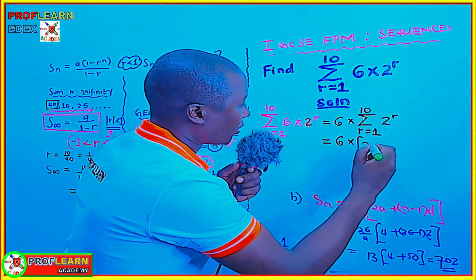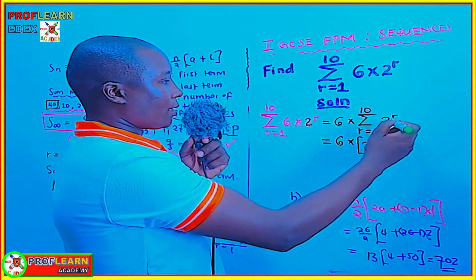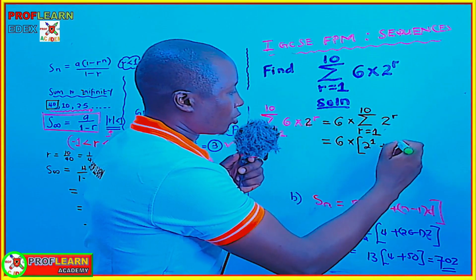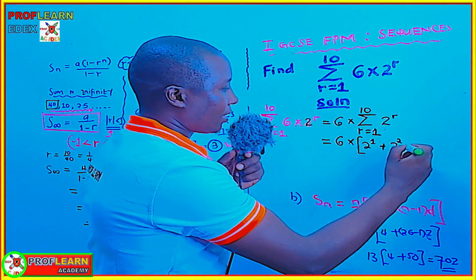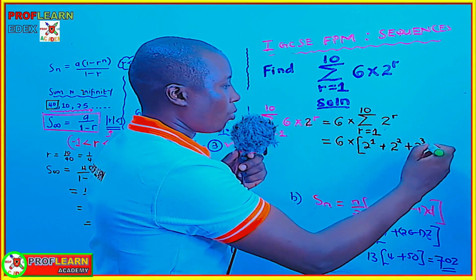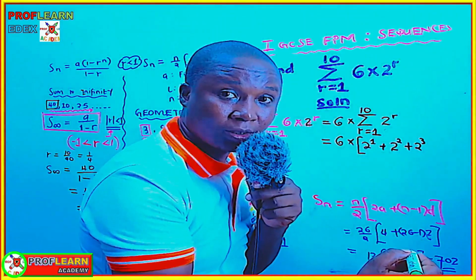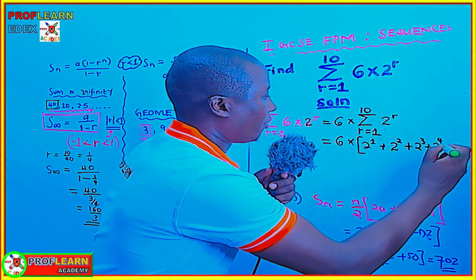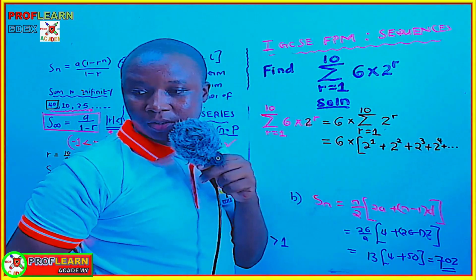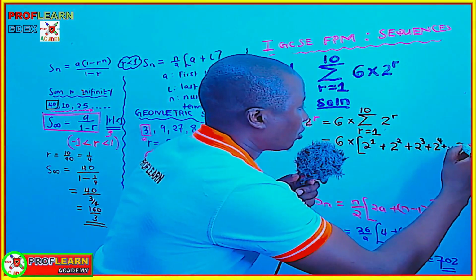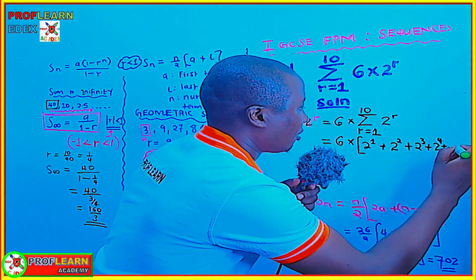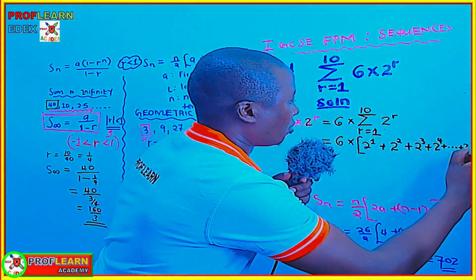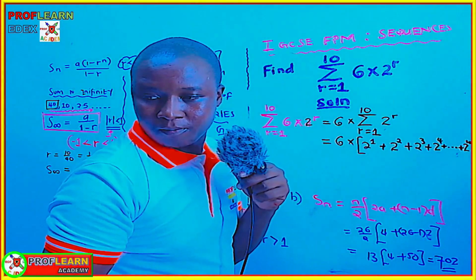It means 2 raised to power 1. When r is 1, this becomes 2 power 1, then plus. When r is 2, we can say 2 raised to power 2. When r is 3, we're going to say 2 raised to power 3. When r is 4, we're going to say 2 raised to power 4. So plus, this series will continue like that until you reach, let me just say dot here, plus, 2 raised to power 10.